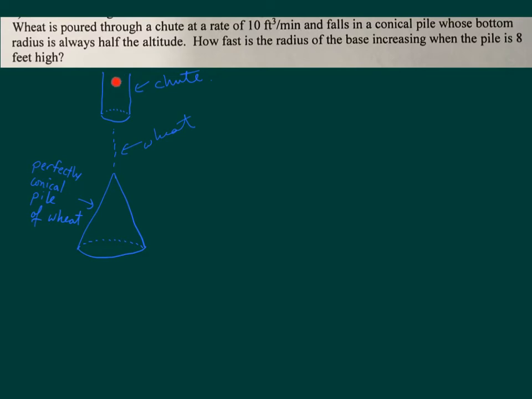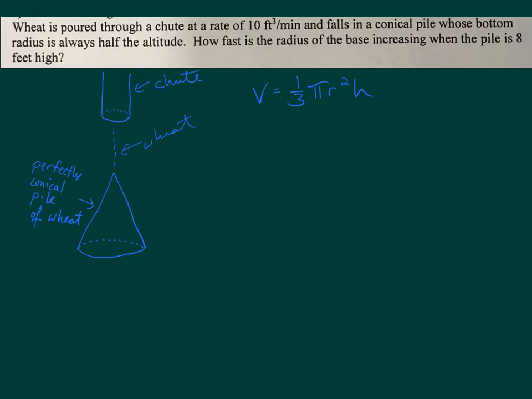So here's the scenario. We have this chute dropping wheat on this perfectly conical pile of wheat. And I think it would be really great if we could find a way to look at the volume of this cone. So the volume of this cone can be found by using the equation 1/3 pi r squared h.